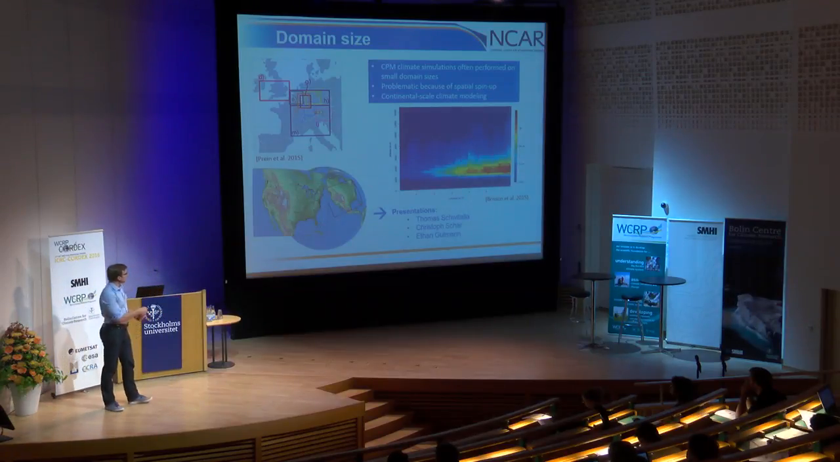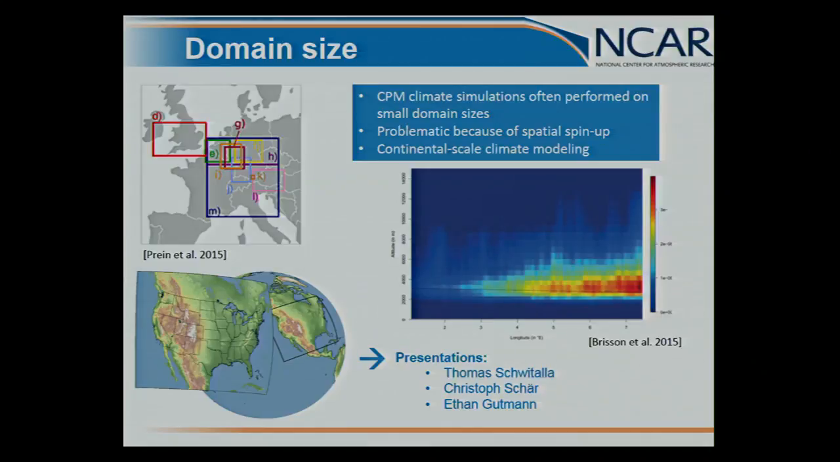So that's why people started to use convection-permitting models on much larger domains. This is a domain that we are using at NCAR with the 4-kilometer WRF simulation, and Ethan Goodman will talk about this simulation later on in these sessions. And there are also 2 other talks by Thomas Schwitthaler and Christoph Scheer later on that will talk about convection-permitting models on something like a continental scale.